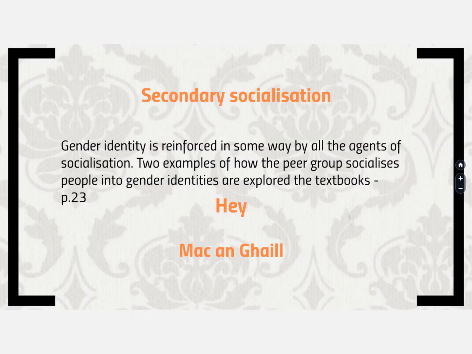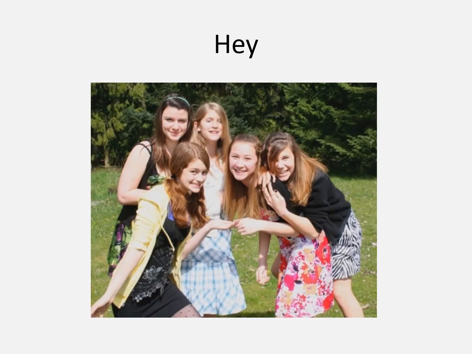Gender role socialisation doesn't end with the family. It happens through all agents of socialisation. We looked at 2 examples of how the peer group socialises boys and girls into gender roles. One study came from Hey and the other from Mac an Ghaill. So Hey looked at teenage girl friendship groups and found that the female peer group had a lot of power over girls' behaviour. She found that the norms of the female peer group are deeply rooted in patriarchal expectations. For example, she said that girls would use social control to regulate behaviour which was not fitting for their gender.